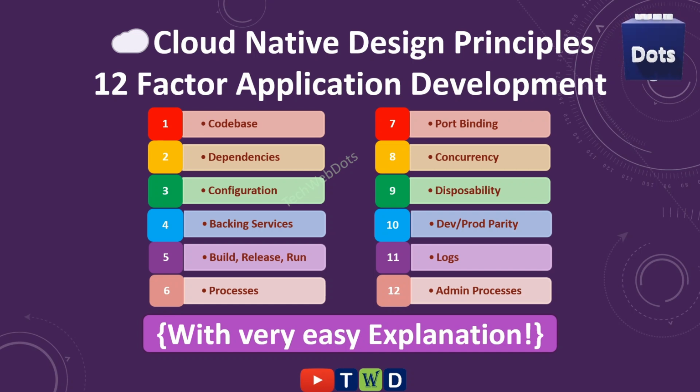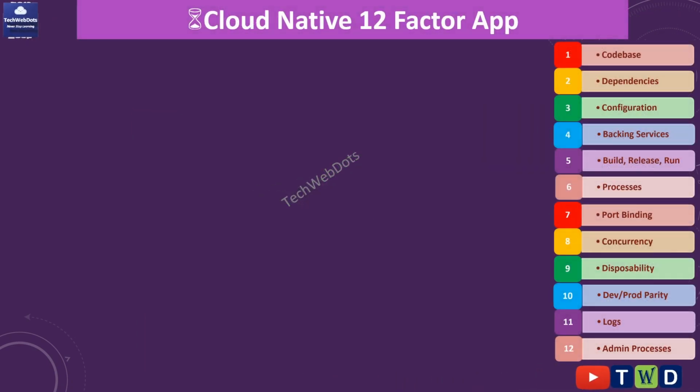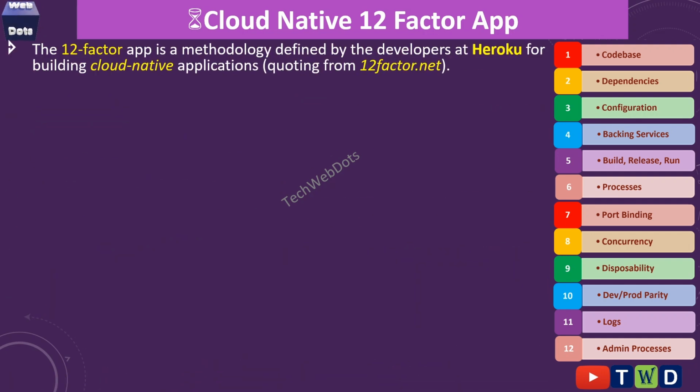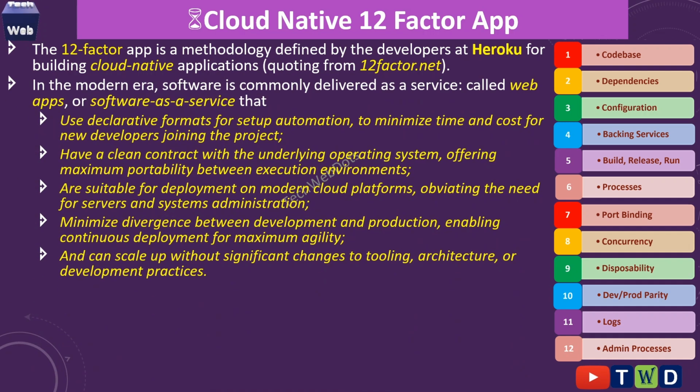Okay, so let's start. But before that, let's understand the background, right? From where this cloud native 12 factor application development principle came and what benefit we are trying to get if we follow all these, right? So 12 factor app is a methodology defined by developers at Heroku for building cloud native applications, and all these 12 factor application development principles are also mentioned on 12factor.net.